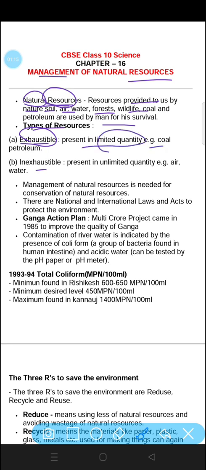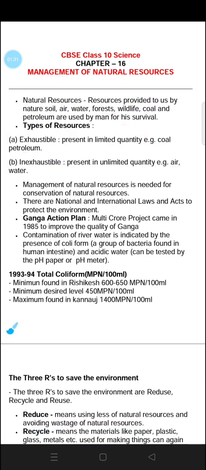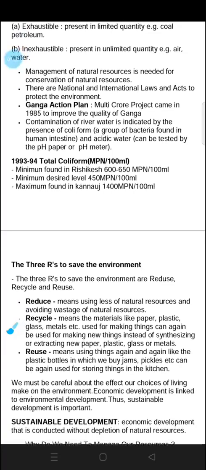For example, coal, petroleum. If we talk about inexhaustible, it means they are present in unlimited quantity and they will not get depleted. So examples are air and water. We know air and water are never going to end on our earth.